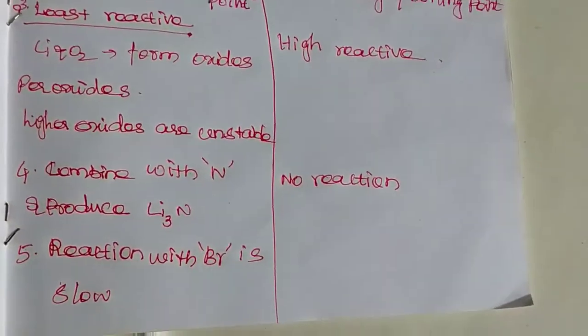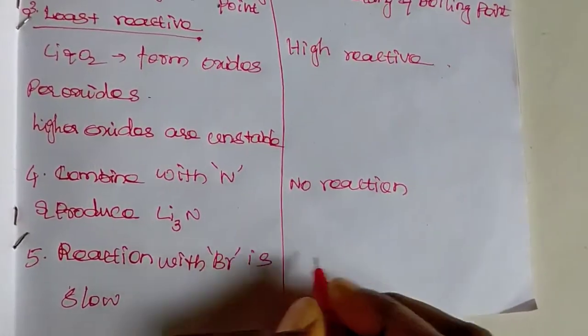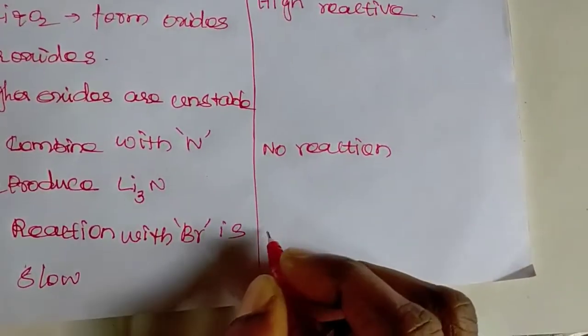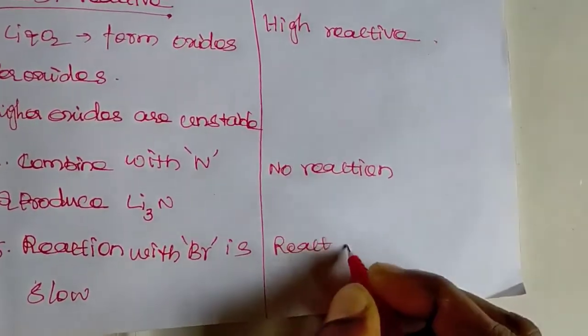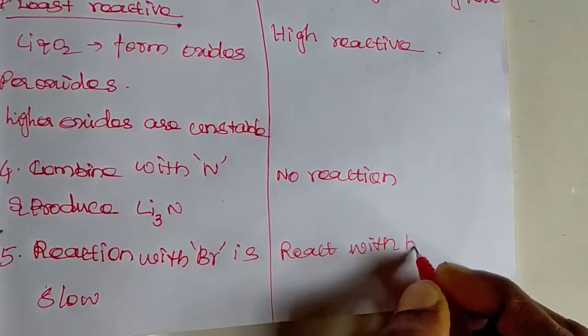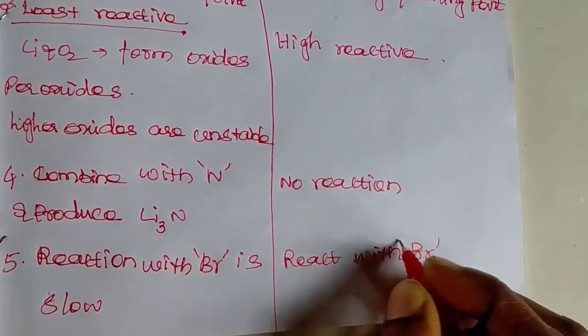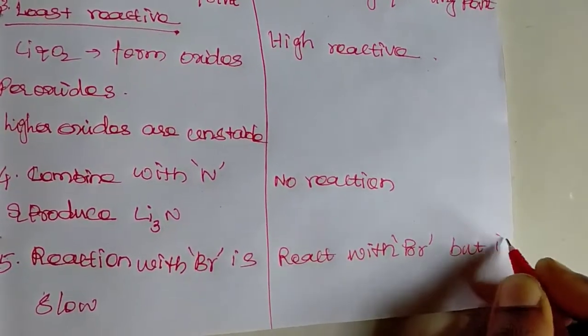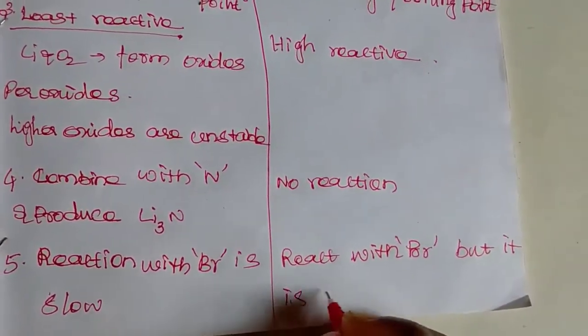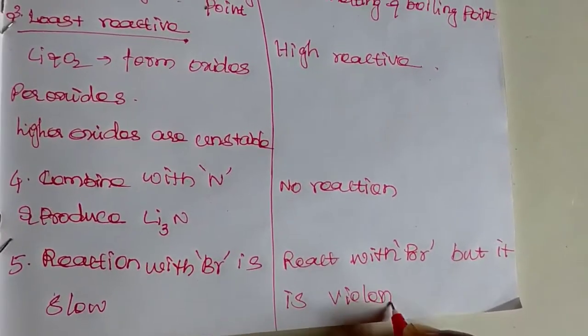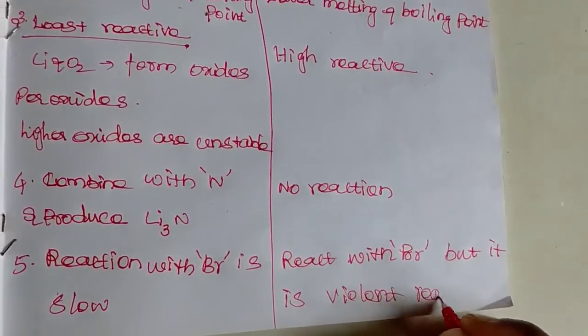The alkali metals can react with bromine, but it is a violent reaction.